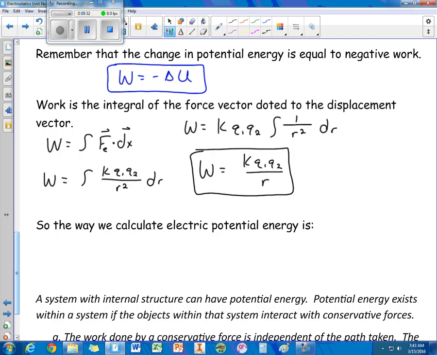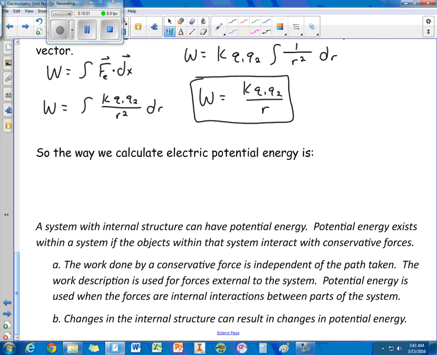So in other words, if I wish to push two charged particles together, let's say they're both the same charge, I can use this formula to calculate how much energy would be needed to push those two charges together. So let's say they're both protons, and I want to push them closer by 1 meter. I could calculate how much energy that would take. So the change in electric potential energy then would equal negative K Q1 Q2 divided by R.